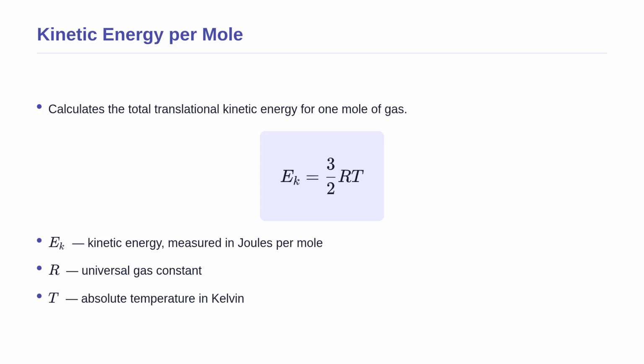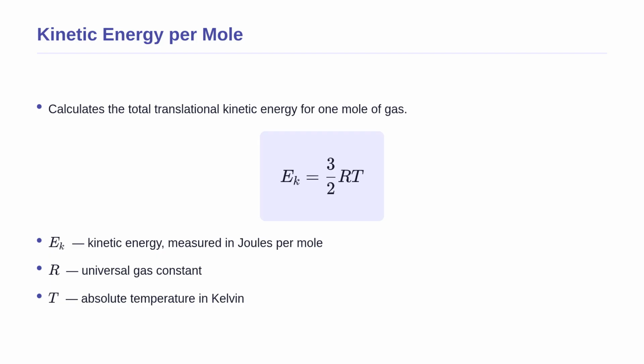Conceptually, this formula shows that the kinetic energy of an ideal gas depends entirely on its temperature, regardless of what type of gas it is. This specific equation calculates the total translational kinetic energy for one entire mole of gas. The symbol EK represents the kinetic energy in joules per mole, R is the universal gas constant, and T is the temperature in Kelvin. Notice that mass does not appear in this equation at all.